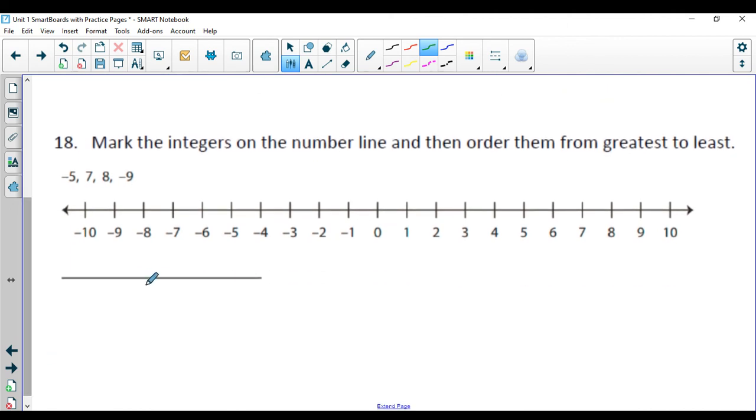Number 18, mark the integers again. My first one's a -5, a 7, an 8, and also a -9. This one, though, is asking us to go from greatest to least, so right to left. So we're going to start off, we have an 8, we have a 7, we have a -5, and a -9. And that's it then for the practice problems that you had for section 1.1.